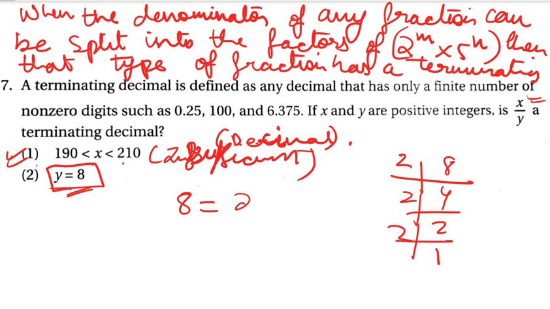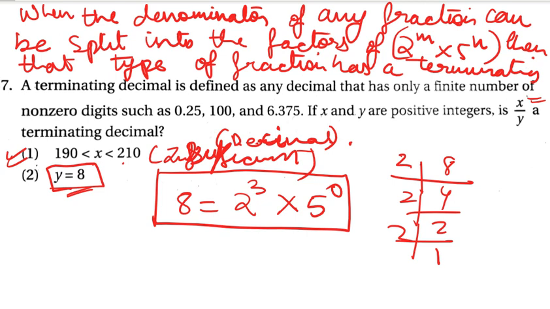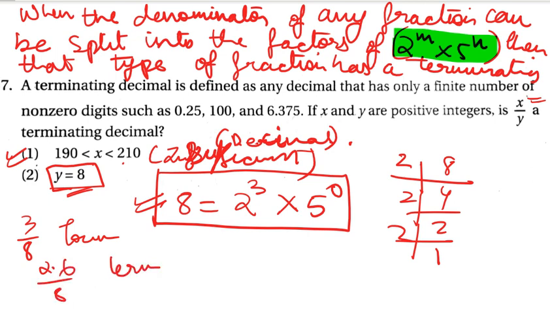So 8 can be split into 2 to the power 3. But what about the 5? Yes, it can have a 5 also, 5 to the power 0. So isn't this the denominator which is being split in the form of what I had written for you on top, in this form, right? So if the denominator can be split in this form, then no matter what number you put, let's say 3 by 8 terminating, let's say 2.6 by 8 still terminating. Okay, so second condition is sufficient.